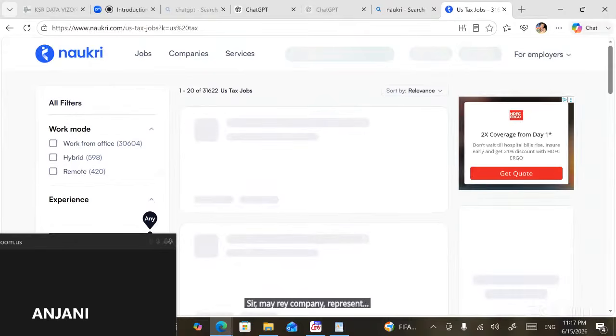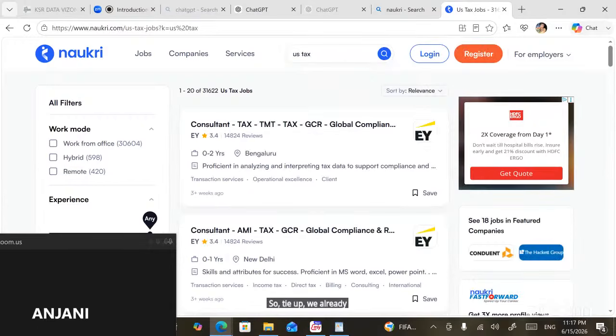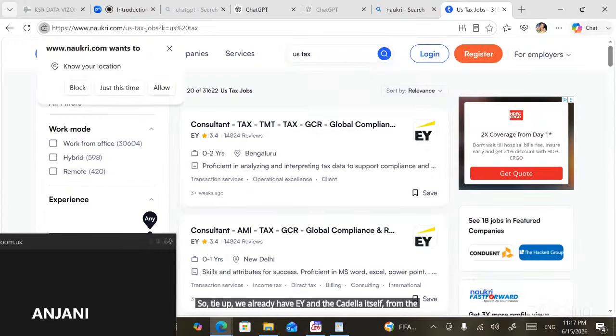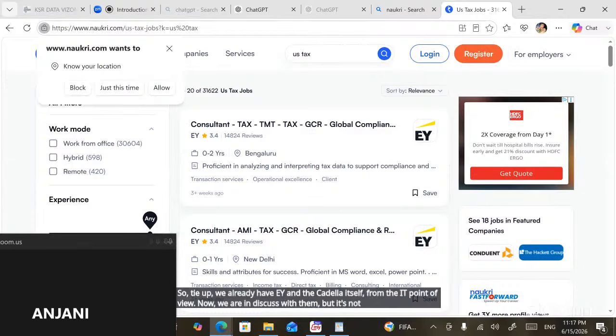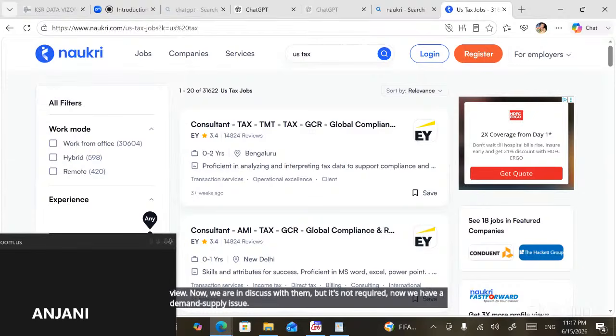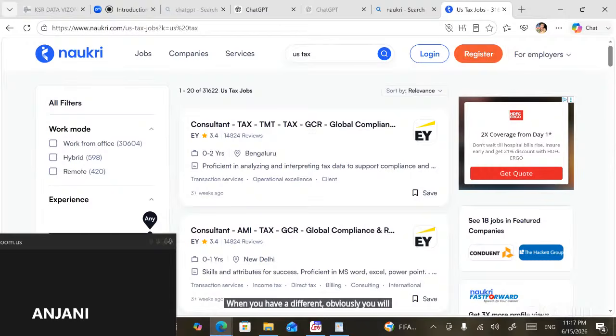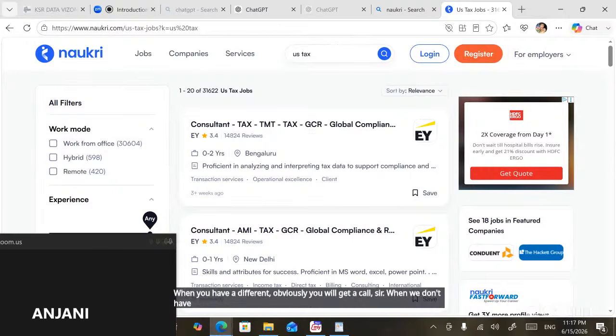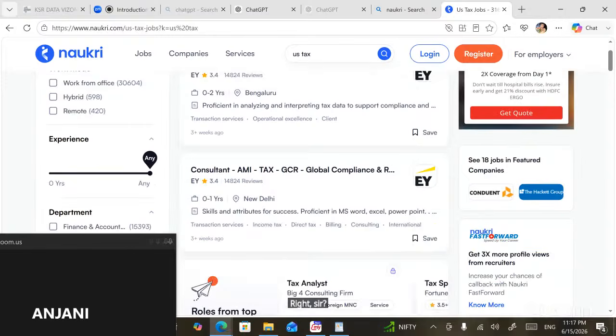So tie-ups, we already have with EY and Deloitte, sir, from the IT point of view. Now we are in discussion with them, but a tie-up is not required. Now we have a demand-supply issue. When you have demand, obviously you will get a call, sir. When we don't have demand, even if the EY owner is my uncle, they won't give any job for me. It depends only on demand and supply.